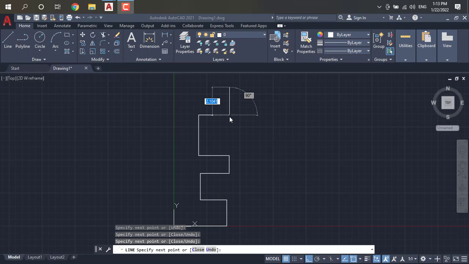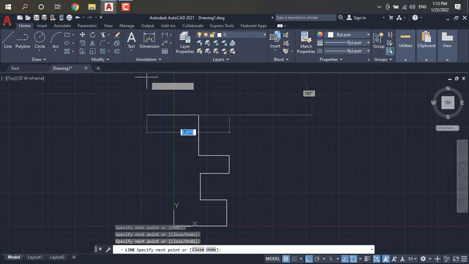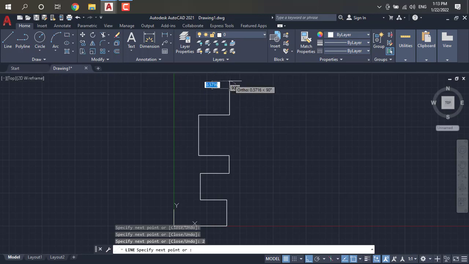After that you have to increase and decrease the x values and y values, 2 in x-axis and 2 in y-axis. Then I have to give the values. After that it is again 2. This is 4.